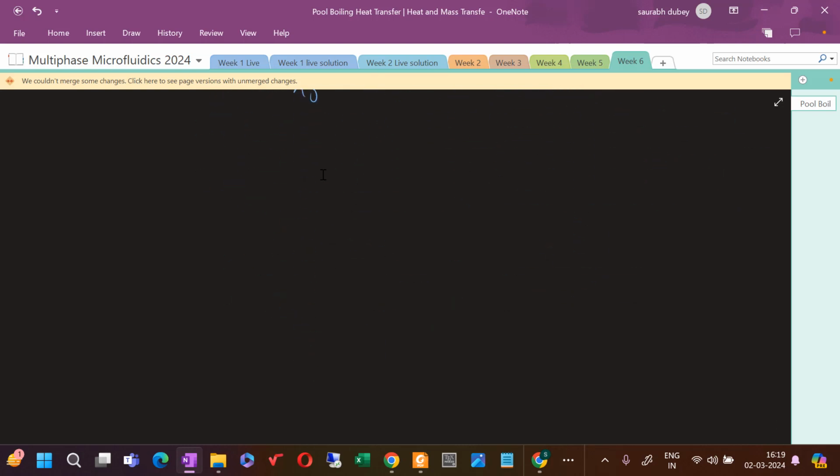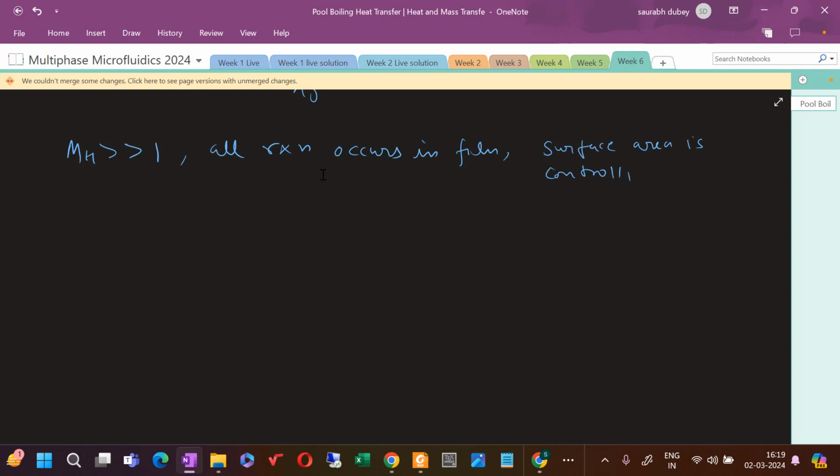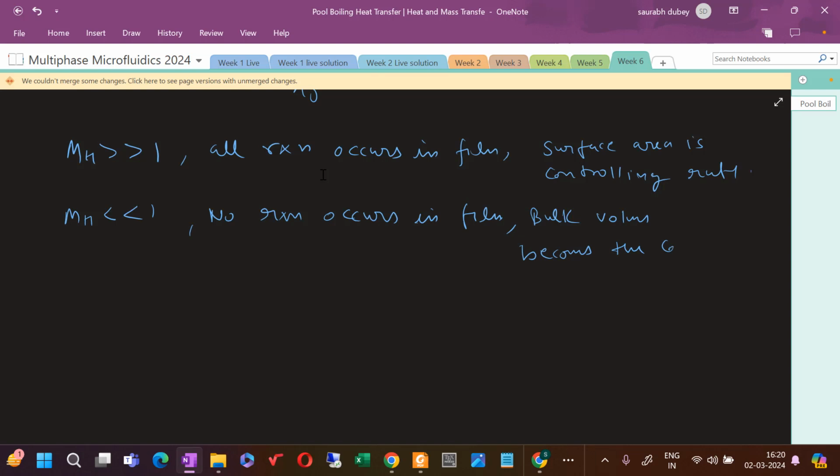On the other hand, different things will be happening. If M_H is greater than 1, all reaction occurs in the film, and surface area is controlling the rate. And in the other case, if M_H is less than 1, no reaction occurs in the film, and the bulk volume becomes the controlling rate factor. Okay.